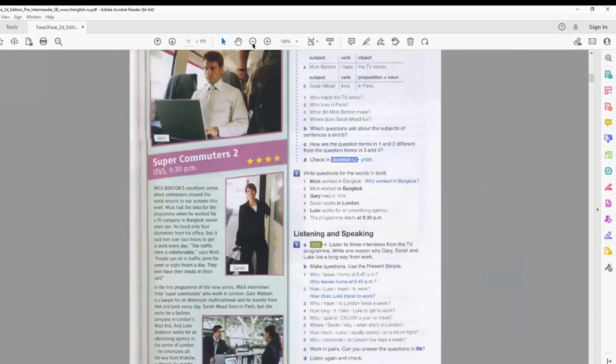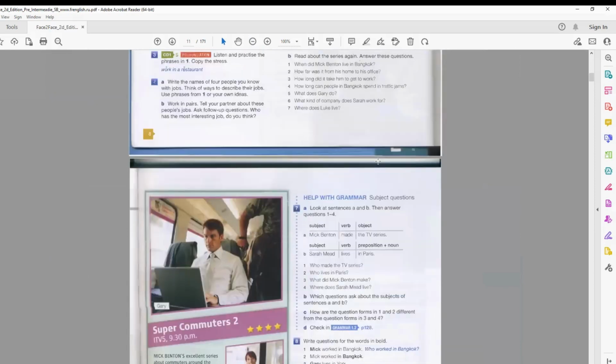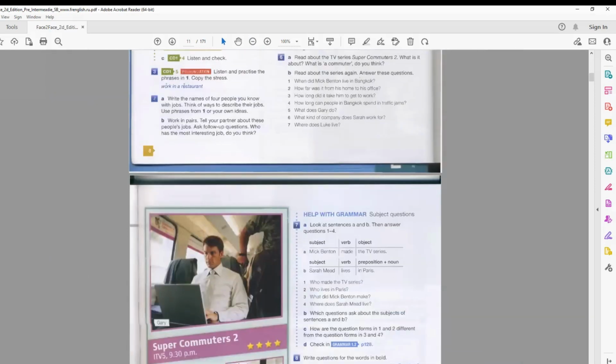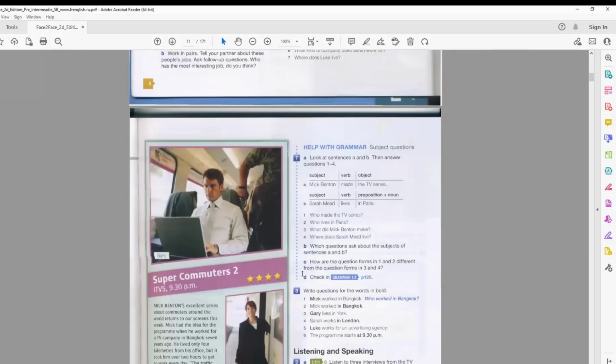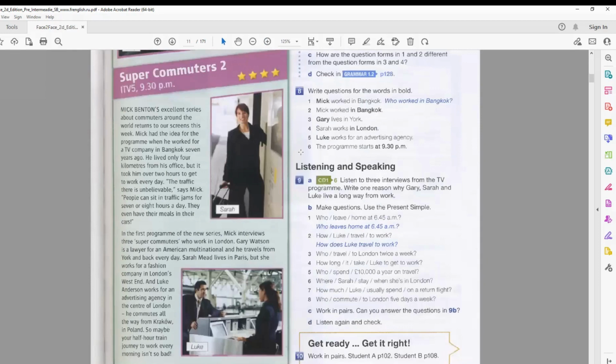Trying to see if I need to make it a little bit bigger or a little bit smaller. All right, are you ready? Let me make it. Let's read. The super commuters. Okay.